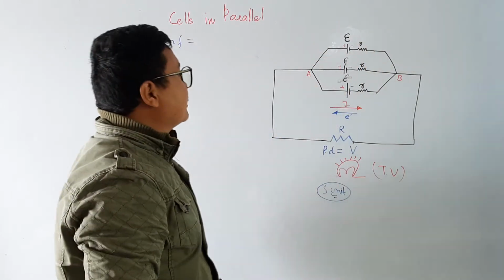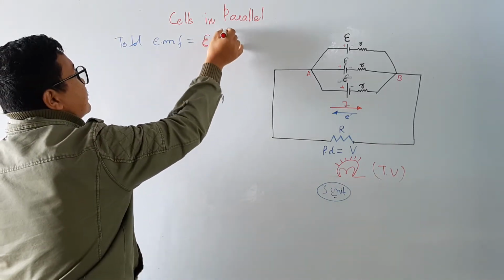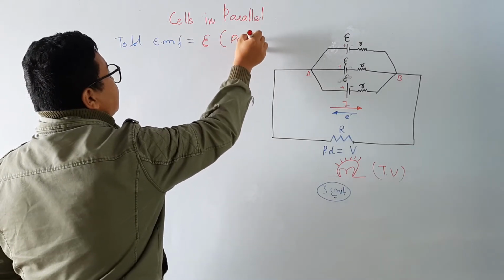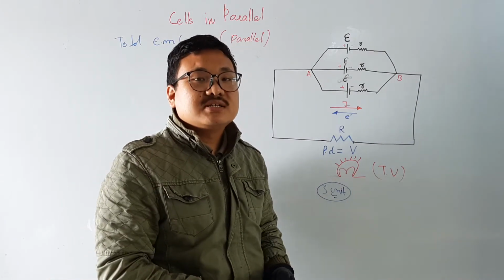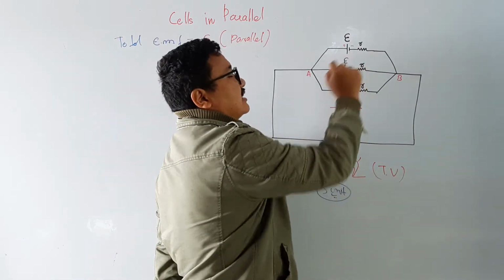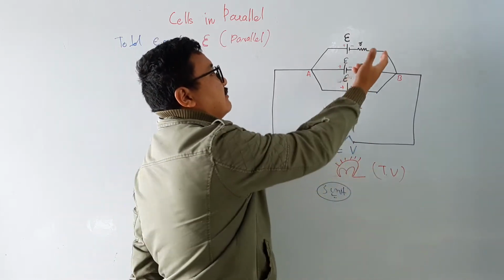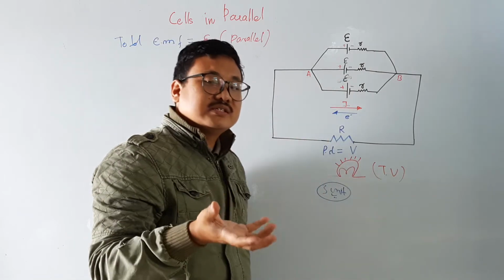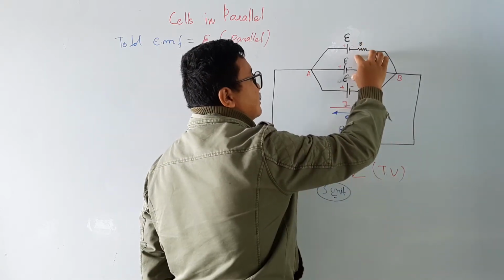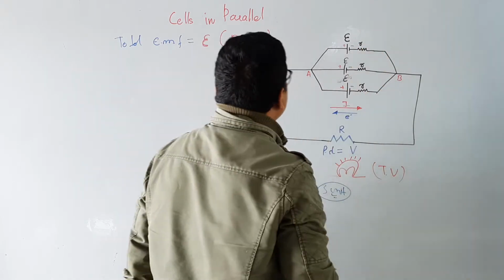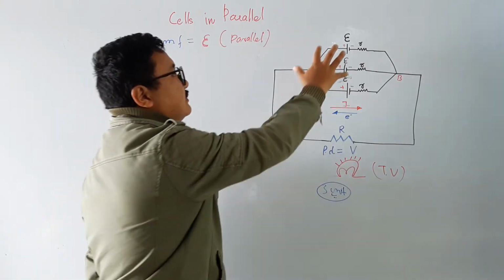That means that the total EMF is equal to epsilon, because this is in parallel. We know that in parallel the potential difference is the same. So why is the potential difference the same? Because the work done is the same. Work done is the same, therefore the EMF is also the same. The potential difference is the same because the work done by the electron here, here and here are all the same. That is why the net total EMF is E. So we got the total EMF.